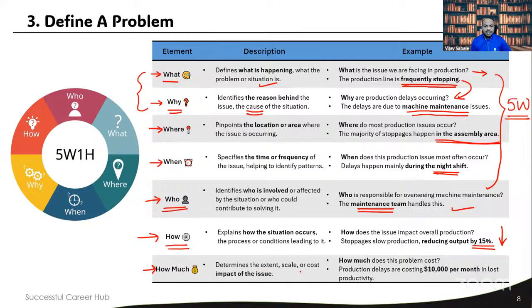It determines the extent, scale, or cost impact of the issue. For example, how much does this problem cost? So we can discuss with the finance person, and there is always a calculation available with the team regarding what is the per hour cost, right? So after investigation or after discussion with them, we can identify what is the exact loss. We can see here production delays are costing 10K USD per month in loss of productivity, right?